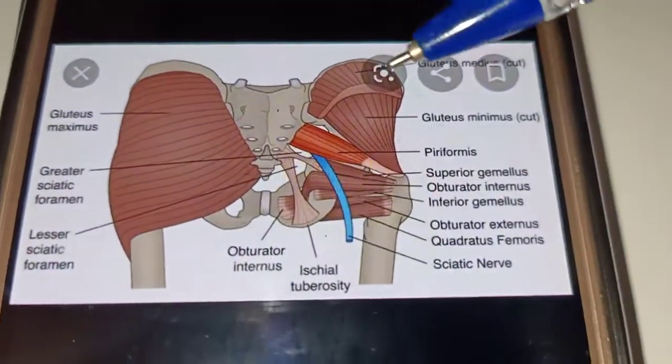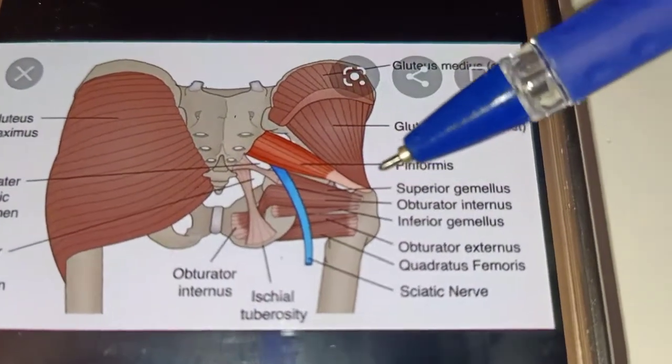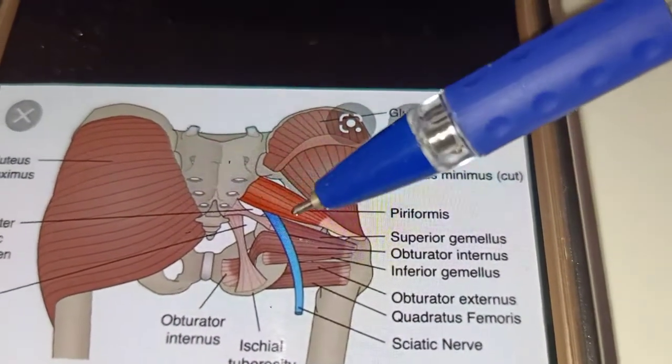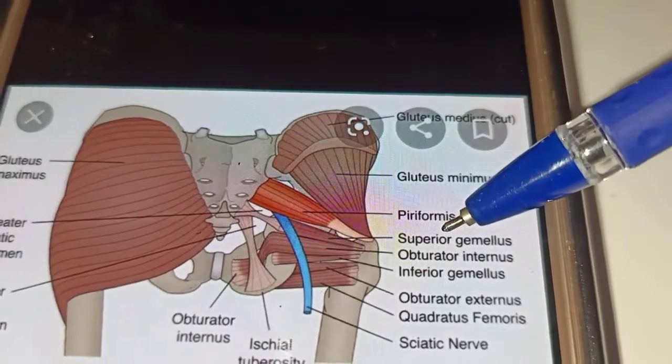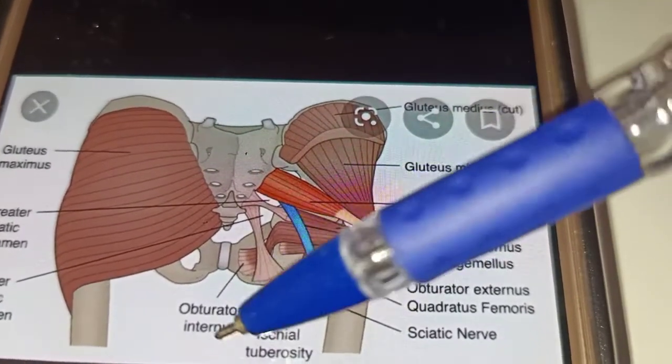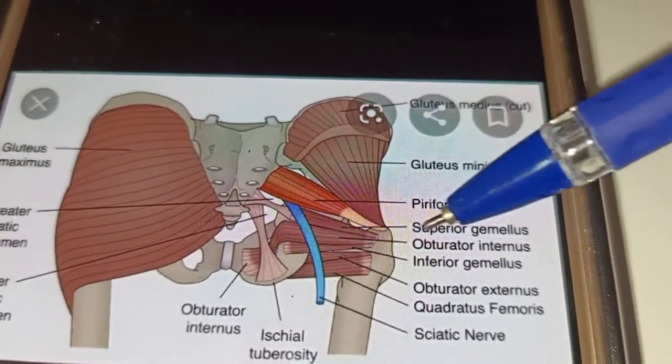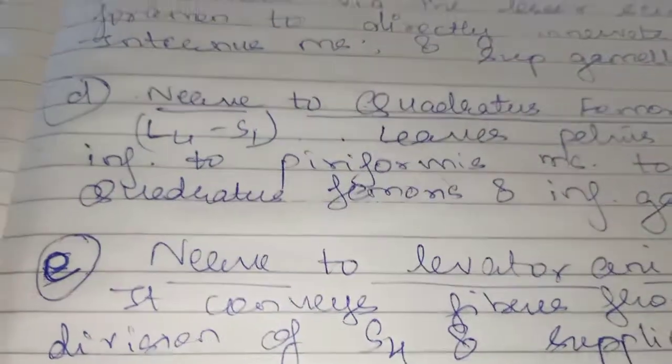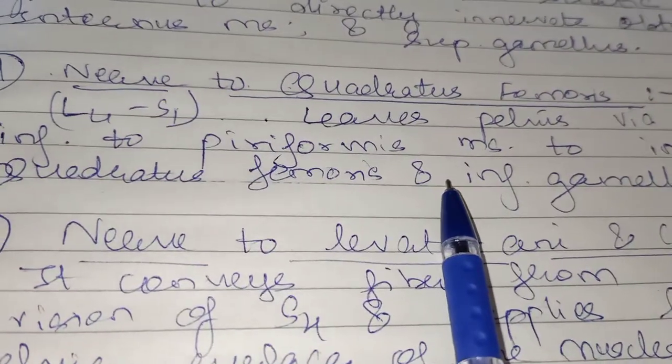You can see here, this is obturator internus and this is superior gemellus. So the superior gemellus is supplied by the nerve to obturator internus. Clear? The next is the nerve to quadratus femoris.